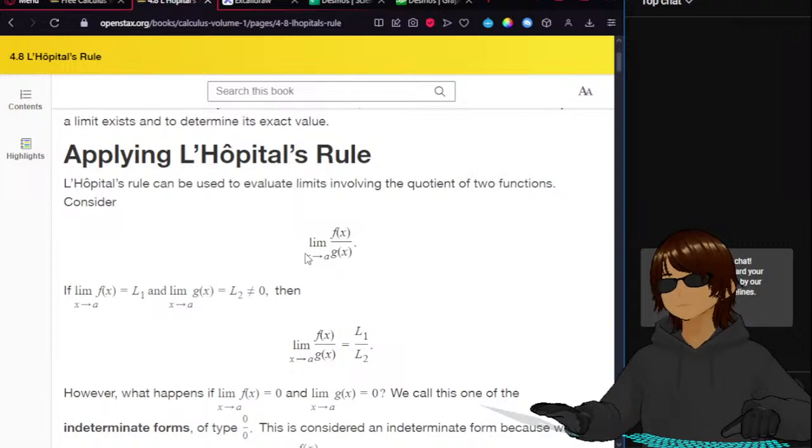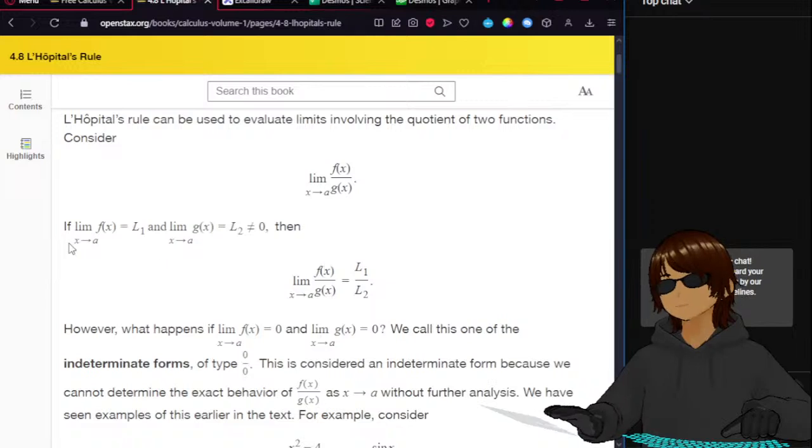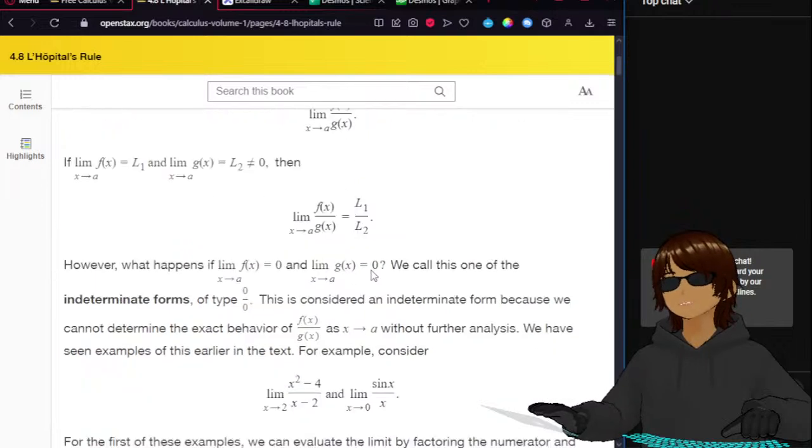Consider the limit as x approaches a of f of x over g of x. If the limit of f of x as x approaches a is L1, and the limit of g of x is L2, and they're both not zero, then the limit of the division is L1 divided by L2.